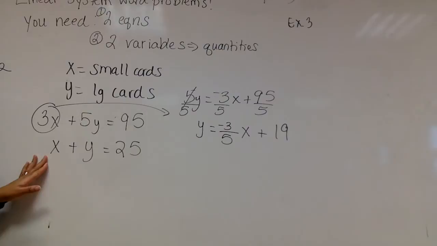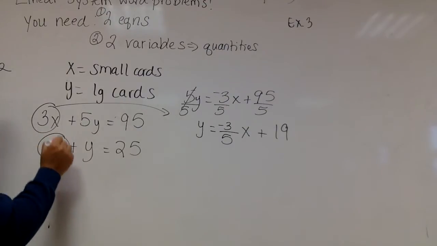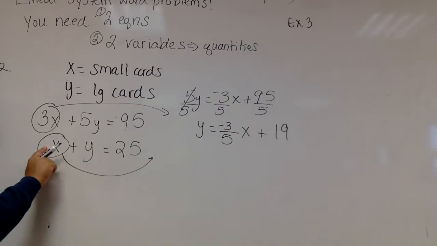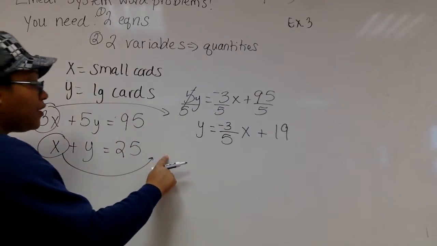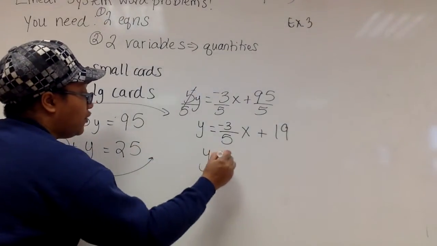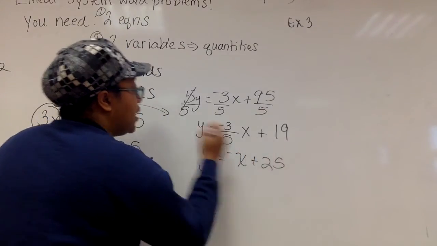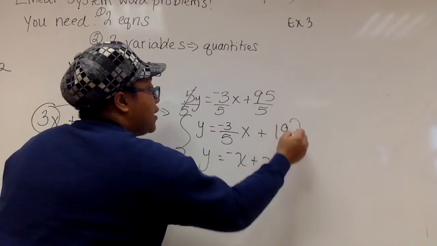For the second equation, this x needs to also go over to the other side. It's a positive x on the left, which means it'll be a negative x on the right. So your second equation would simply be y equals negative x plus 25. So this is your system that you would graph.